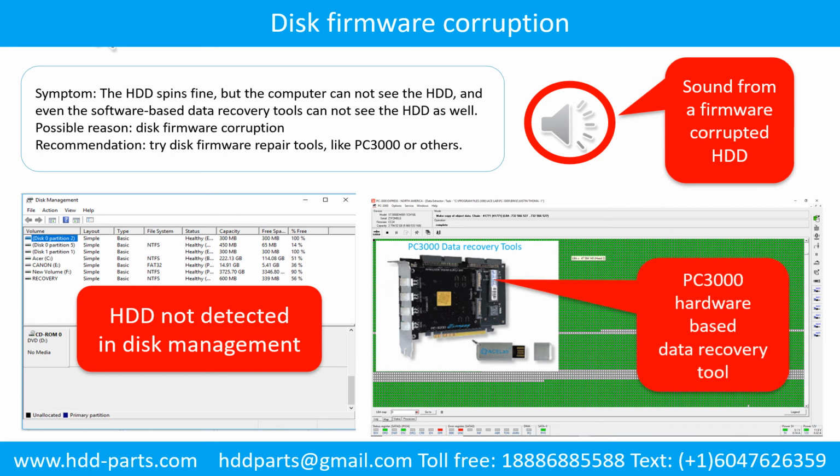from one of the hard drives which experienced disk firmware corruption. It sounds like a good hard drive, but the computer cannot detect the hard drive.